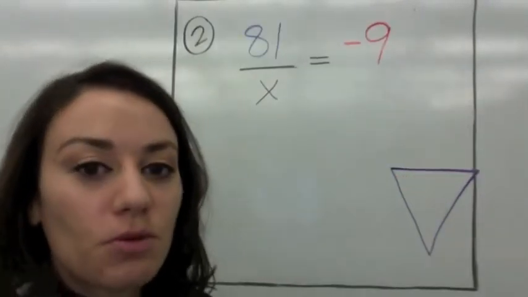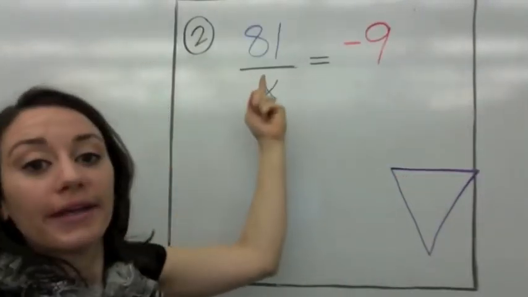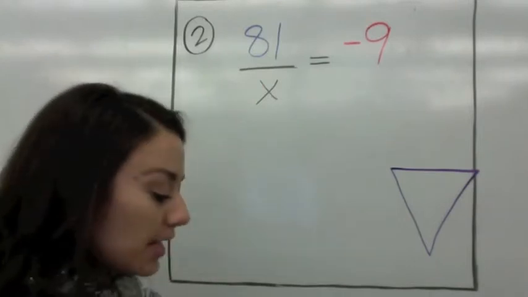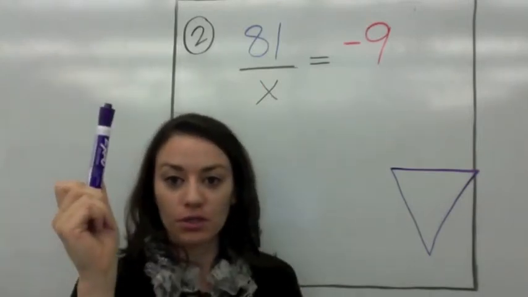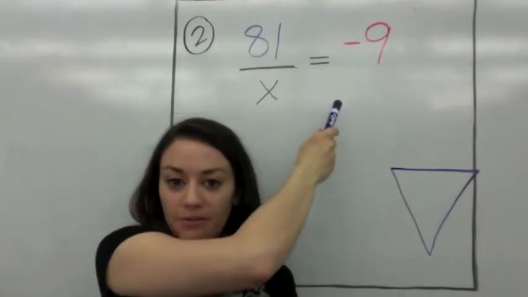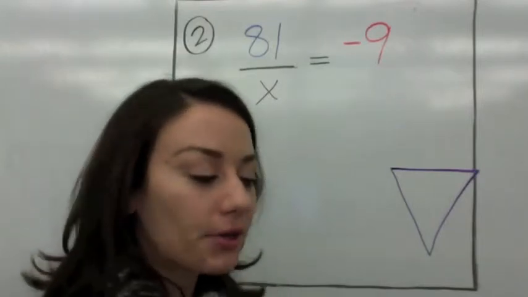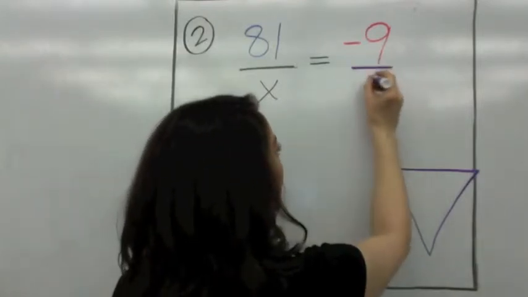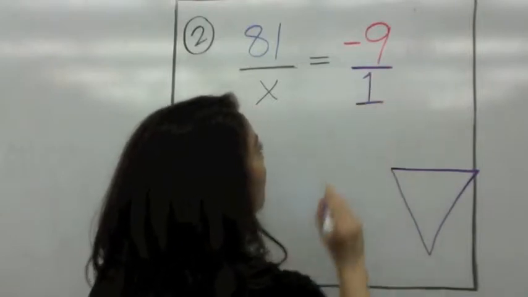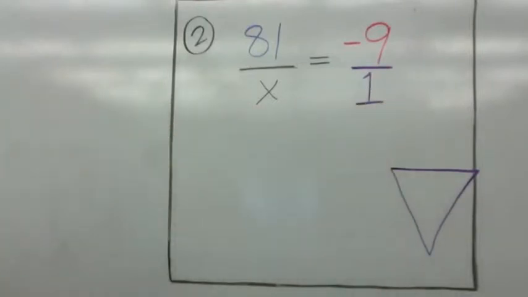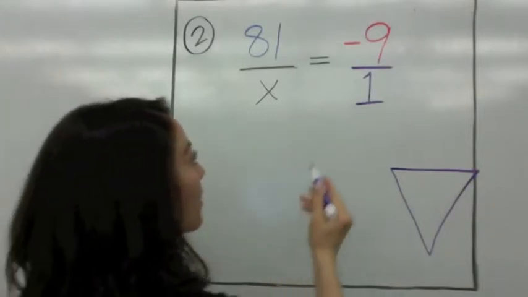Read equation number 2 with me. It says 81 divided by x equals negative 9. Okay, what do you do first? How do you make negative 9 a fraction? What do you put under it? The number 1. That's right. Now what do you do? Cross multiply? Yeah, that's right.